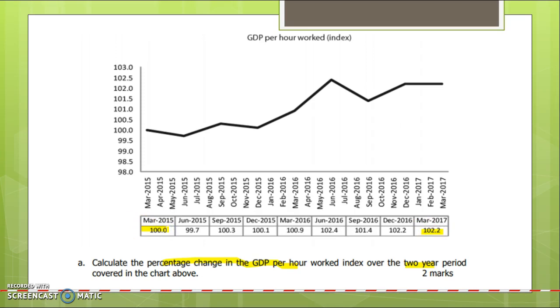If you get this quicker, don't just write the answer, show your working out. So you would do 102.2 minus 100, divided by 100, times by 100, and you would get your figure, which would be 2.2%. You'd expect to do the answer because the math should be relatively simple. Minus 100 divided by 100, then you times it by 100 and show your answer to be 2.2%, and you'll get your full marks.